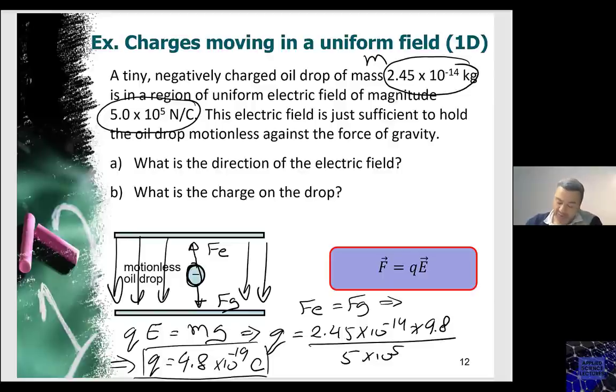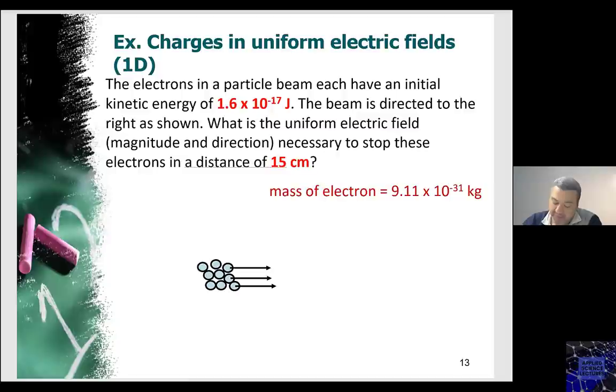Okay, now moving on to the next example, we have electrons in a particle beam. Each electron has an initial kinetic energy of 1.6 times 10 to the power minus 17. The beam is directed to the right, as shown. What is the uniform electric field magnitude and direction necessary to stop these electrons in a distance of 15 centimeters?